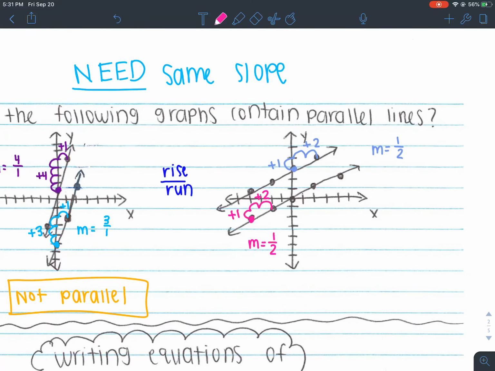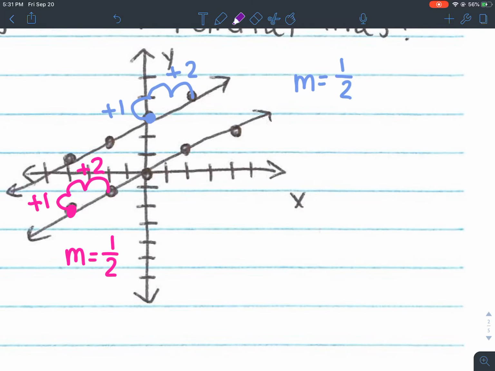Let me put this in the middle. I'll even put a cloud around it so we remember that with graphs, we look at rise over run. Are these slopes exactly the same? Yes, so they are parallel because their slopes are exactly the same.